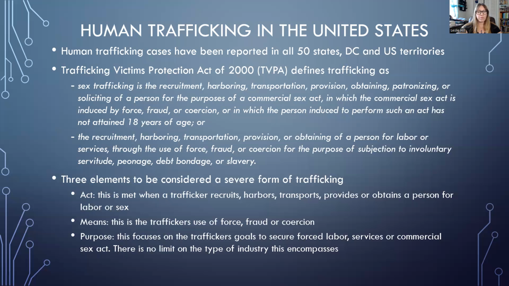The means refers to how this trafficker was able to make the victim do what they wanted to do, and usually falls into one of three categories: force, fraud, or coercion. So coercion can include things like threats of force, debt manipulation, withholding of pay, confiscation of identity documents, and so forth. And lastly, the purpose. This refers to the type of trafficking that they engaged in. Was it forced labor, sex, organ trafficking, child and forced marriage, and so on and so forth.